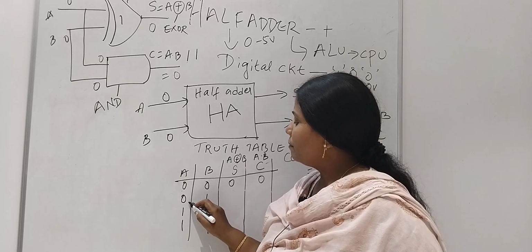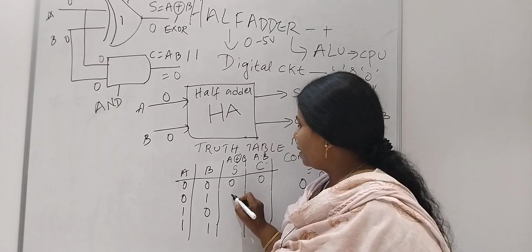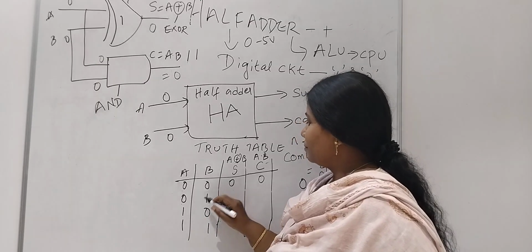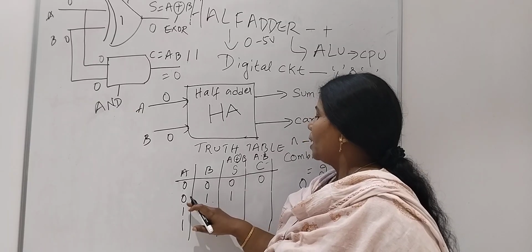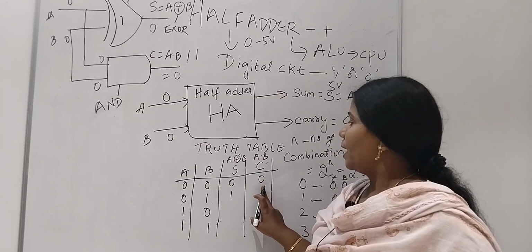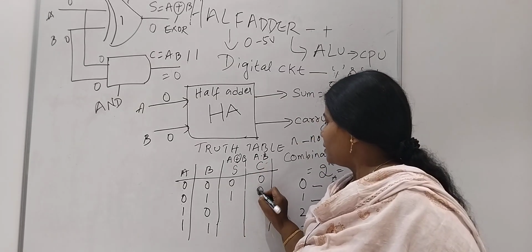Next one, what do you have here? Different inputs. Different inputs means what output are you going to get here? The output is 1. And here 0, 1 is there. If one of the inputs is 0, the output of your AND gate will be 0. Carry is given by the AND gate. So here also you will get 0.